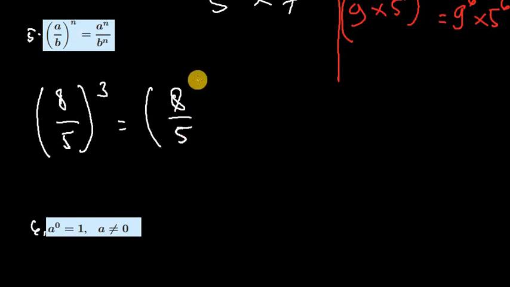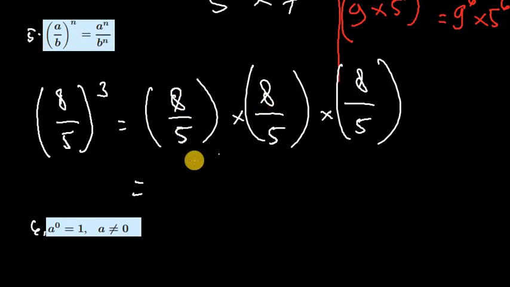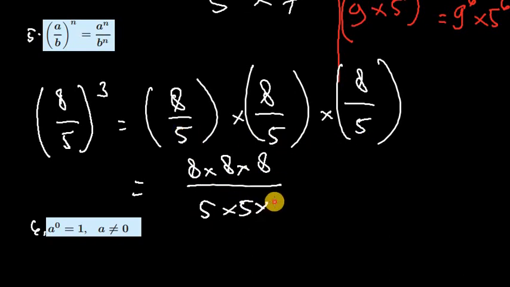8 over 5 times 8 over 5 times 8 over 5. So we will end up with 8 times 8 times 8 over 5 times 5 times 5, which gives us 8 to the power of 3 over 5 to the power of 3. Okay, that's the fifth rule.